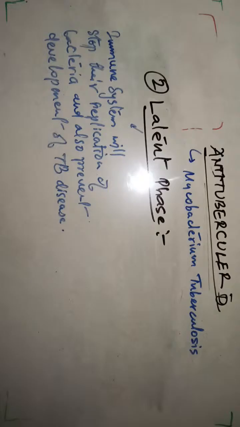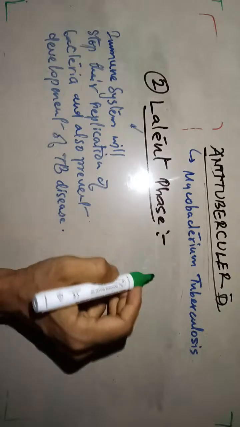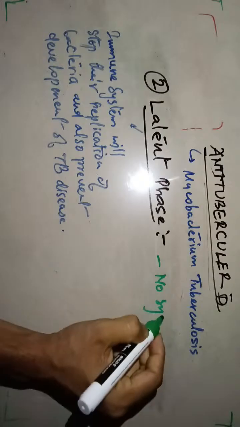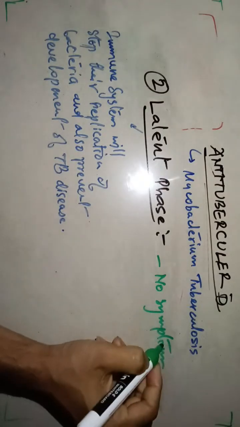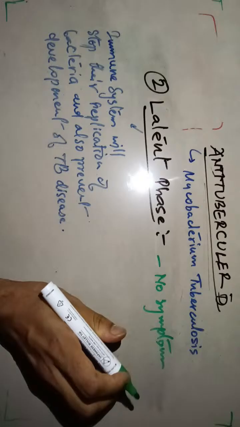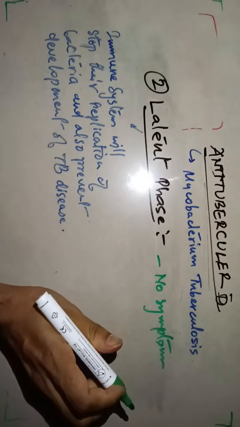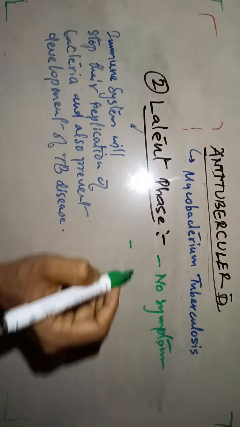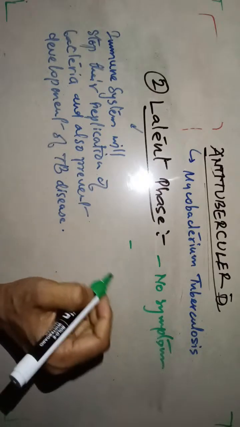This is also called latent phase, or you can also say it is latent TB, latent tuberculosis. In that phase, what will happen? The immune system will stop the replication of bacteria and also prevent development of TB disease. So, for signs and symptoms, in that phase also, no symptom will be seen. All the tests will be positive except chest X-ray. Okay, so no symptom. Next, skin and Montoux and tuberculin test will be positive.